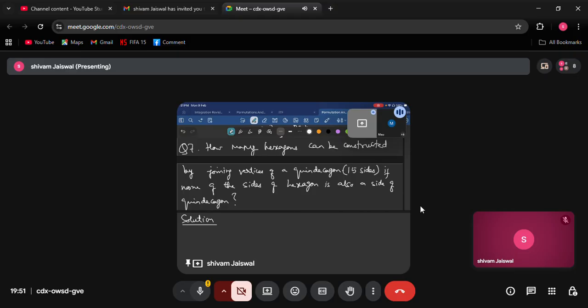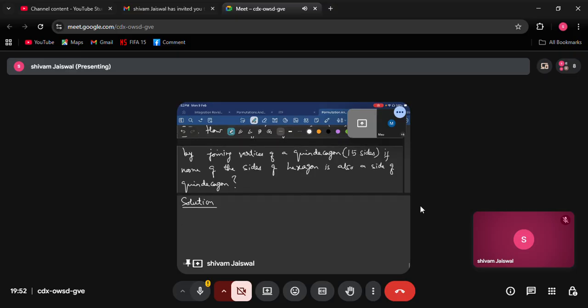So we need to find out the number of hexagons that can be formed if none of the sides of the hexagon is also a side of the decagon. So in what case will the side of the decagon also be the side of the hexagon? Tell me, in what case? When the vertices selected are consecutive.